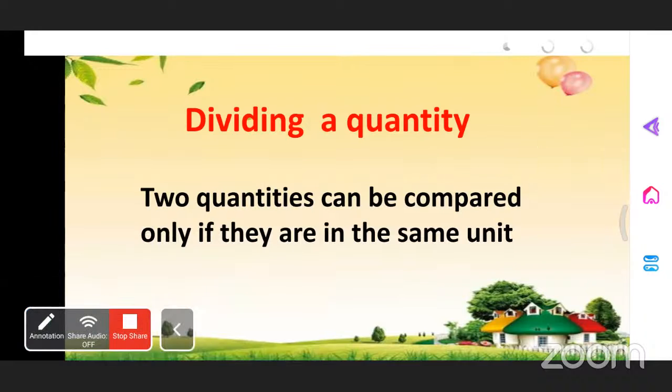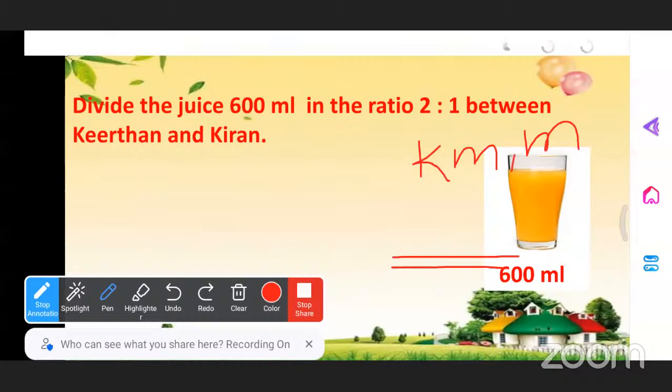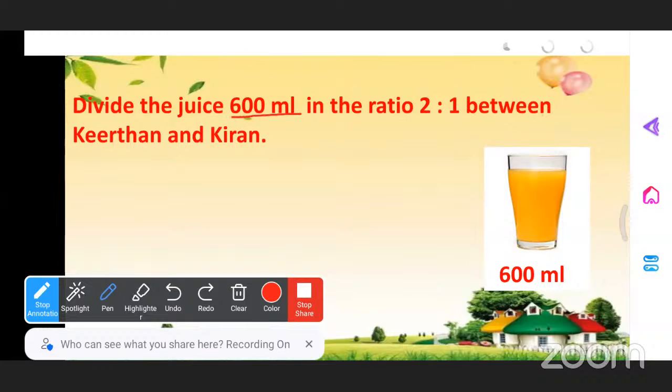Okay, Kana. Here I have given a sum to solve this problem. Here the given quantity is 600 ml. Only one quantity is given here. Now, 600 ml is a quantity. You know this? 600 ml is a quantity. So we compare this quantity from this ratio sum. Okay, Kana?